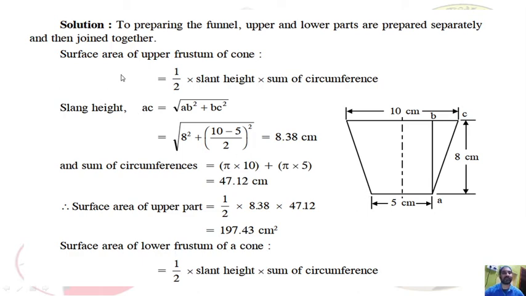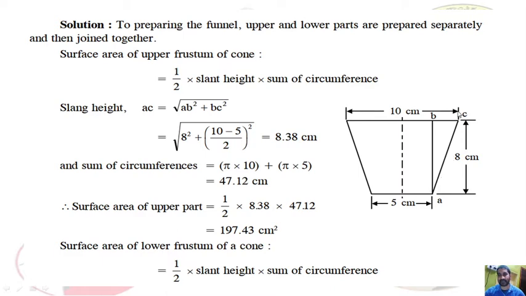So the surface area of the cone is given by half into slant height into sum of the circumference. This formula you must remember in case of funnel problem. The upper portion is a frustum of cone, so in order to find the surface area of the frustum of the cone, the formula is half into slant height into sum of the circumference. Slant height is nothing but this height AC.